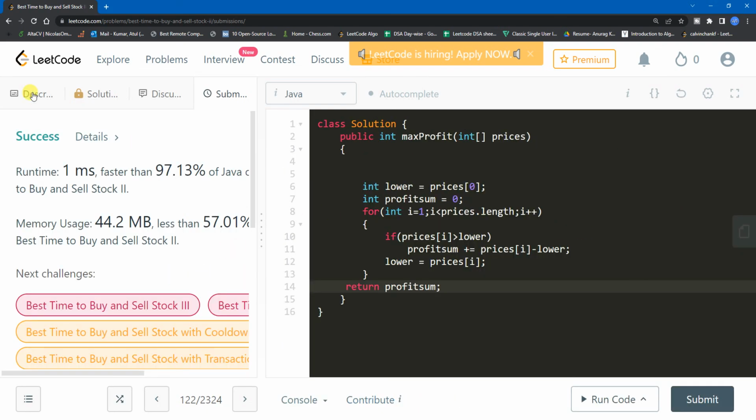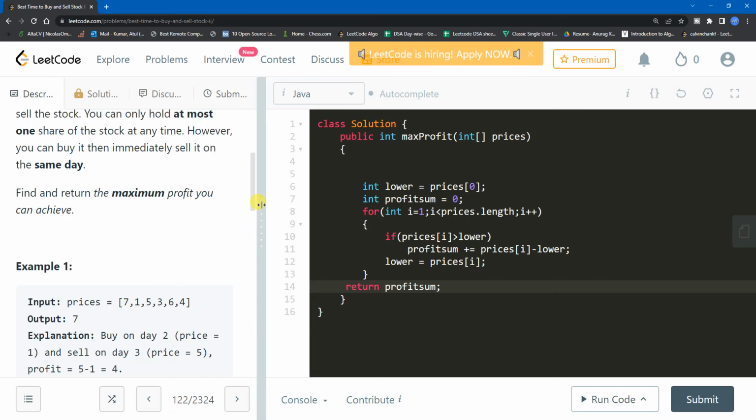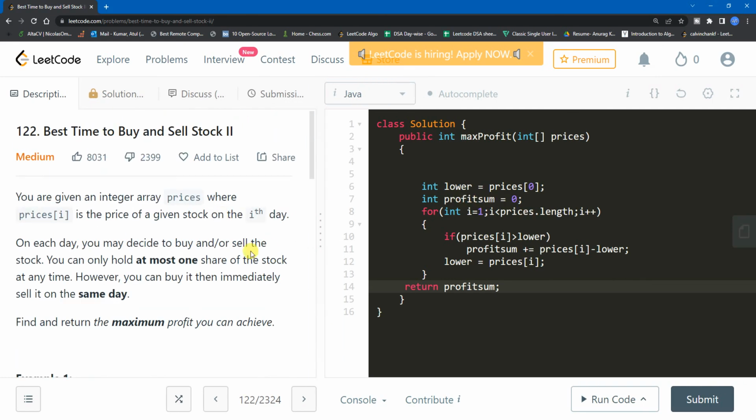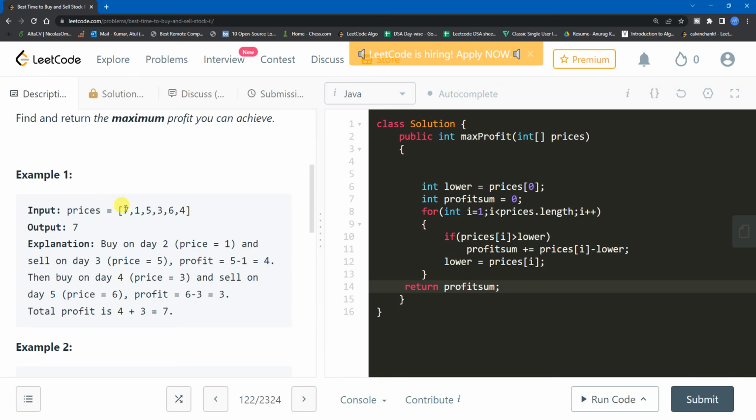Also one thing you can notice: is it necessary to write a lower variable? For every iteration you have to update the lower value. Suppose it is 7, you have to update it. It is 1, you have to update it. So for 5, the lower value is basically the previous value, guys. So it is basically prices of i minus 1.